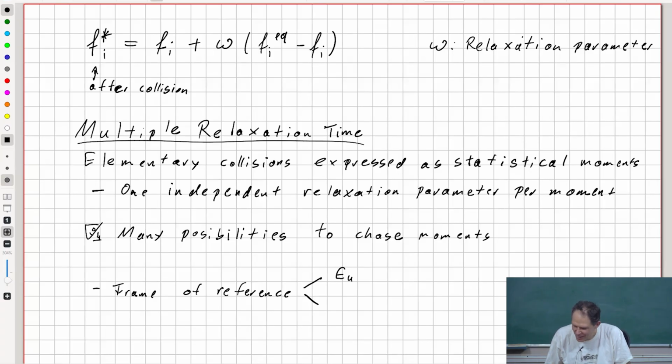I'm running out of digital ink. Eulerian and Lagrangian frames of reference. Is everybody familiar what that means?